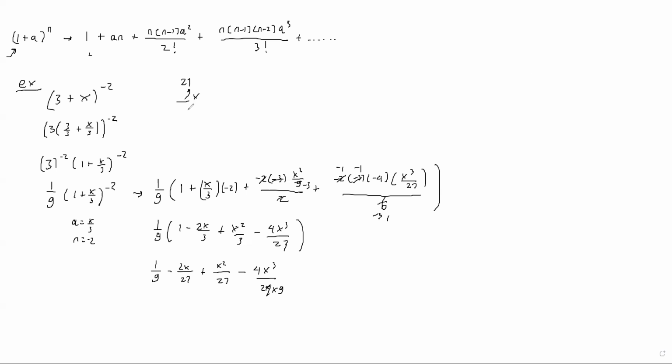So 7 times 9, that will be 63. So 3 and 6 here. 9 times 2 is 18, 18 plus 6 is 24, so 243, like that. So we get 4x cubed divided by 243, and so on. Okay, so this one right here is the expansion of this function right here.